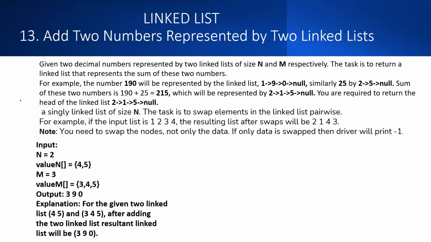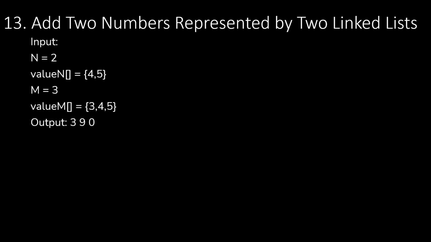Now let's understand the question. The question is saying that there are two linked lists. You can see 4, 5 as one value, and another value is 3, 4, 5. These are in linked list format. Linked list format means 4 and 5, this is one linked list for the n variable, and for the m variable 3, 4, 5, this is another linked list.